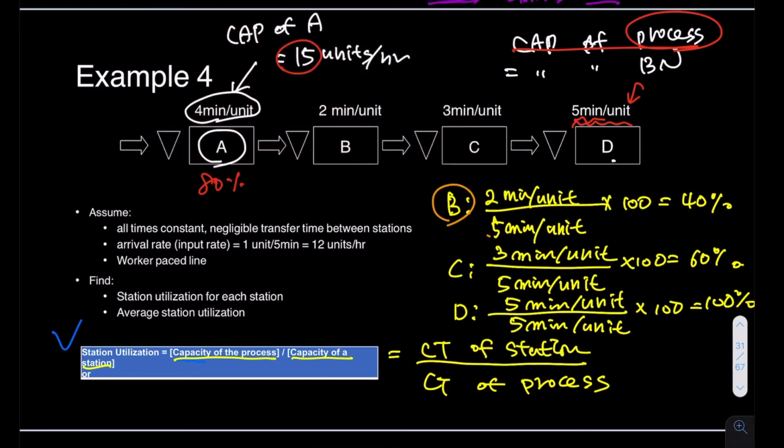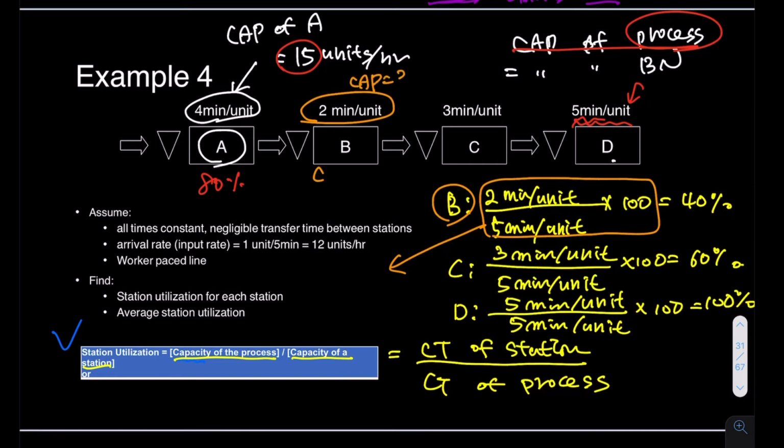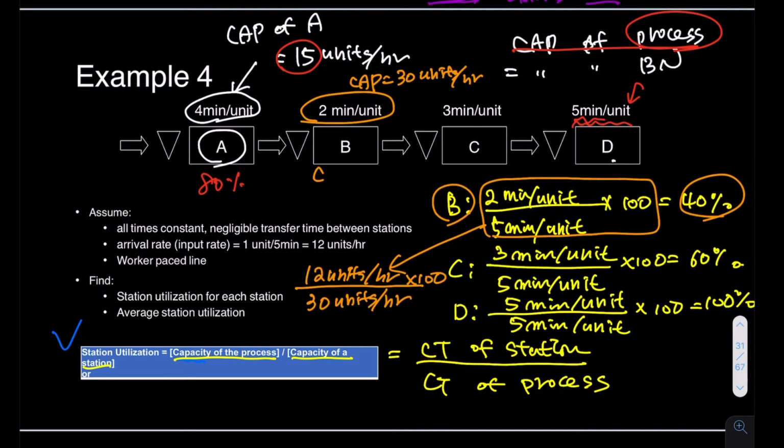Okay, just for demonstration, let me add one more example. For station B, instead of this, if you describe it in terms of capacity, you can say that, if you look at this cycle time, what is the capacity of this station B? 30 units per hour, right? But although you can make 30 units per hour based on the capacity of station B, since this is part of the whole process, you are making only 12 units per hour. So if you calculate it, you will get the same answer, 40% utilization. Okay, so try to understand both ways of getting the utilization.